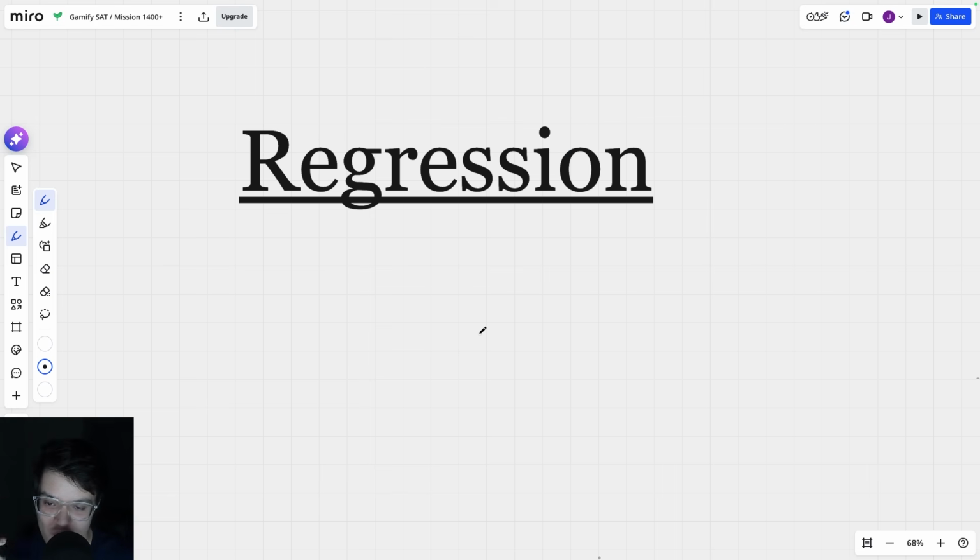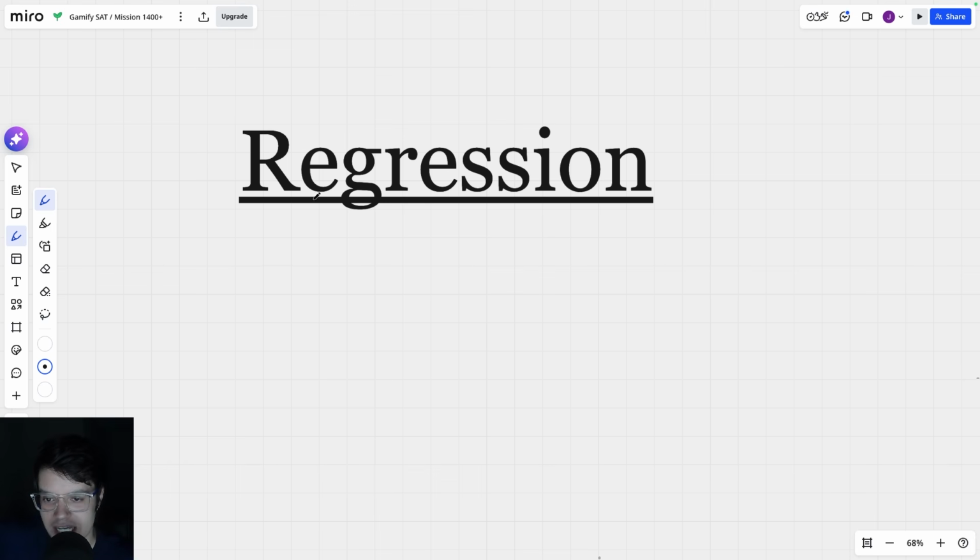Okay guys, so regression here. I know this is something that's known for being more complicated in SAT Desmos. Truth is, I really don't think this is nearly as complicated as most people think that it is. There are definitely more complicated things that can go along with this, but the core act of doing regression is actually not really that hard.